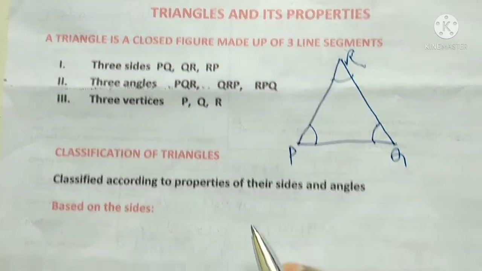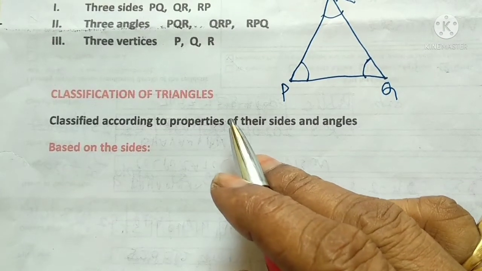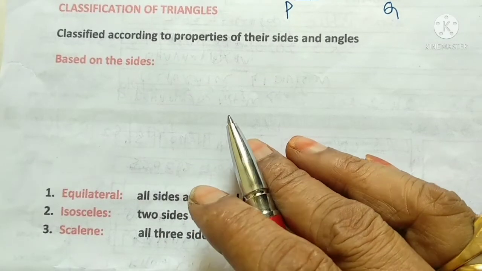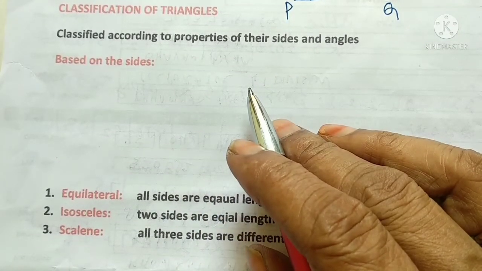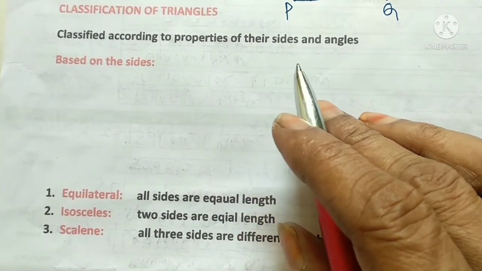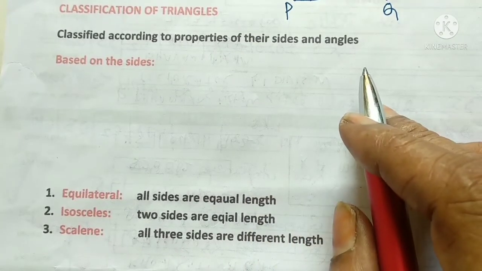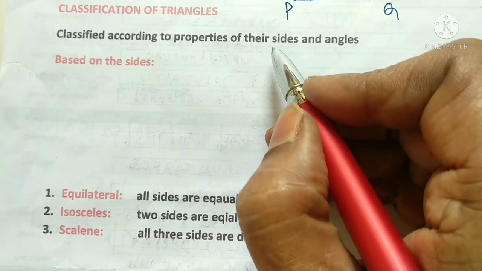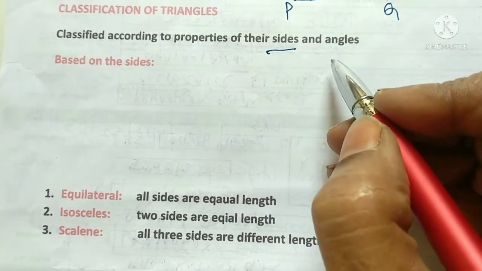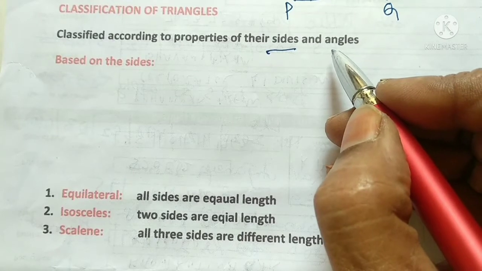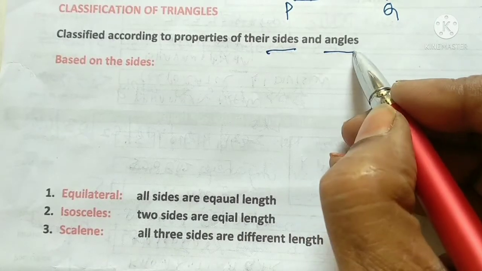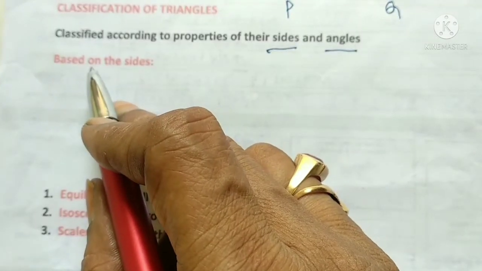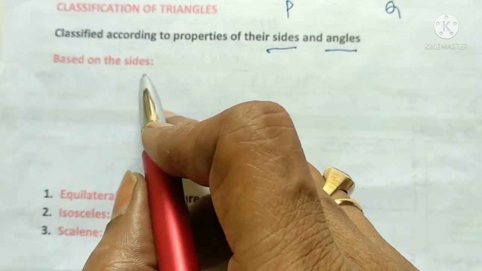Now, what is the classification of triangles? The triangles are classified according to the properties of their sides and the angles. So one is they are classified basing on their sides and they are classified according to their angles. First, let us consider the classification based on the sides.